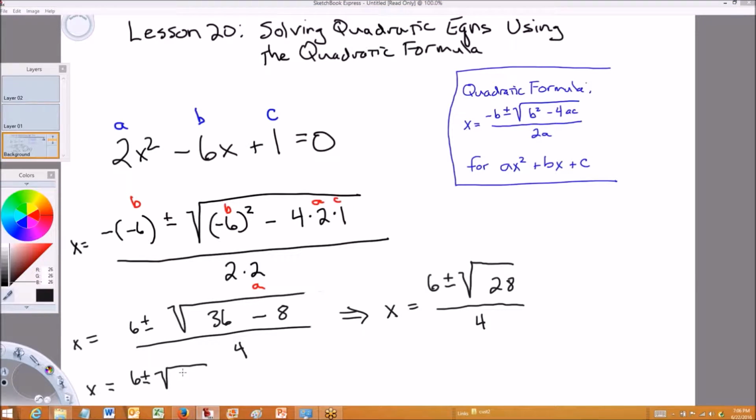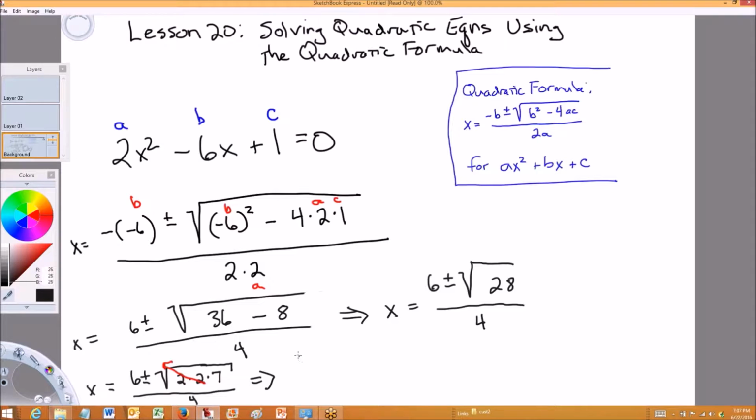And I'm going to factor out the 28. So 28 is 14 times 2. So 2 times 14. And 14 is 2 times 7. And those don't factor out anymore. And notice now that the square root of 2 squared is 2. So we can pull that out.